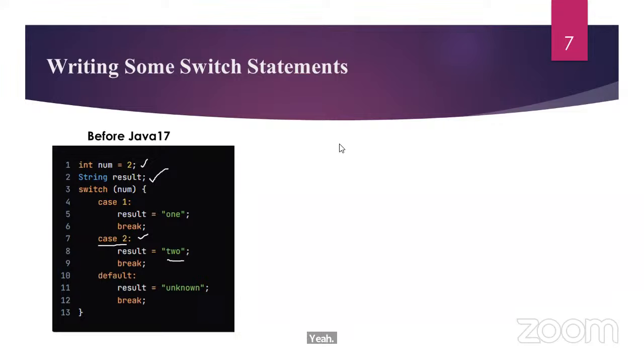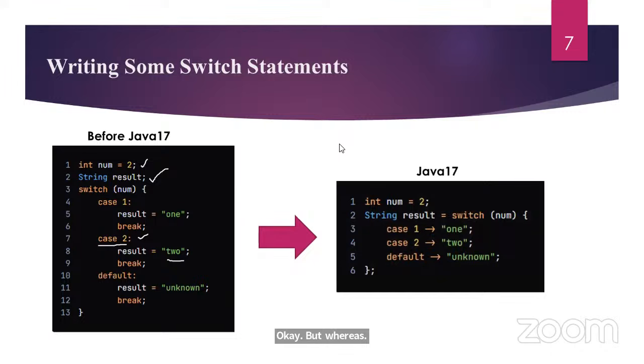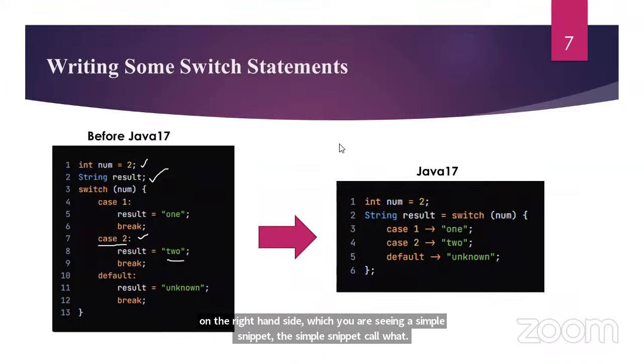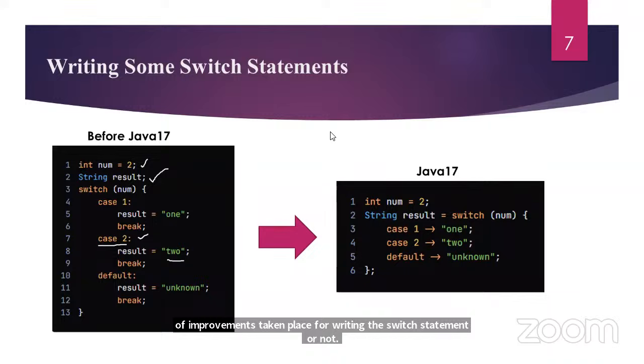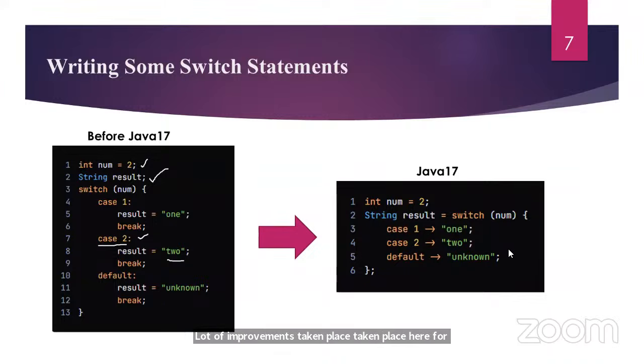So earlier, before Java 17, this is how we can assign a value to the result variable. But in Java 17, how can you assign the value to the result variable? Using the arrow operator. Understand? On the right hand side, you are seeing a simple snippet in Java 17, guys. A lot of improvements have taken place in writing the switch statement, right? Yes. So there is no need of using break here. That's one important thing.